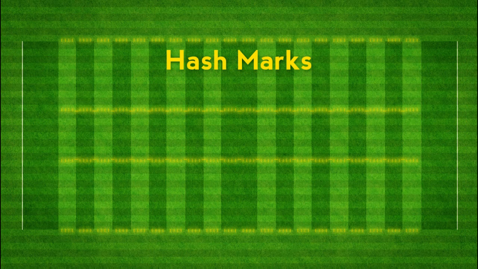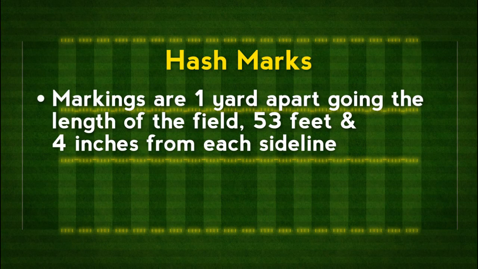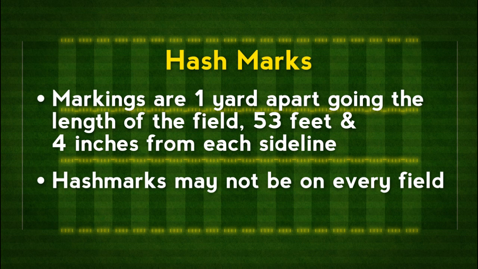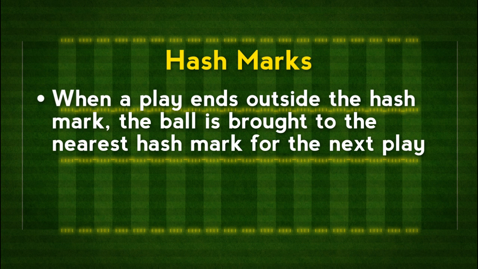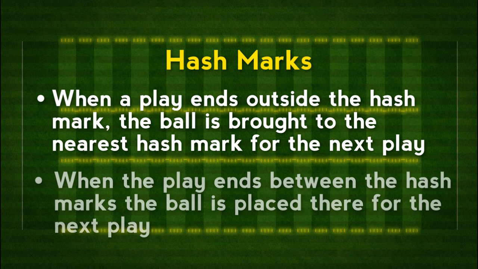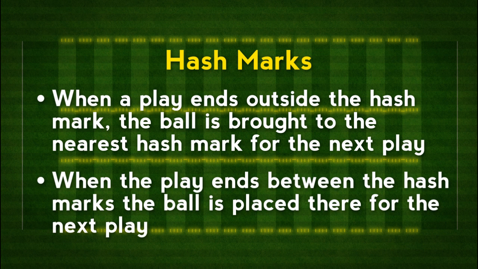Hash marks. The hash mark markings are placed 1 yard apart, going the length of the field, 53 feet and 4 inches from each sideline. Hash marks may not be on every field. When a play ends outside the hash mark, the ball is brought to the nearest hash mark for the next play. When the play ends between the hash marks, the ball is placed there for the next play.